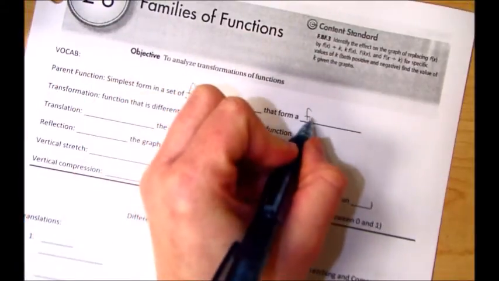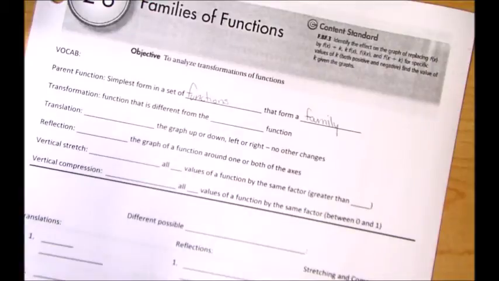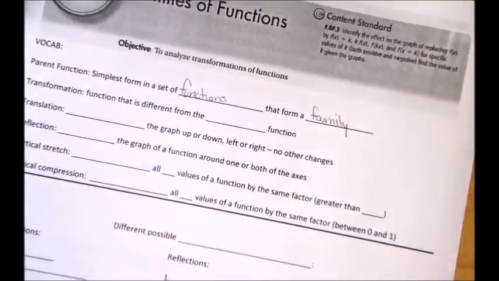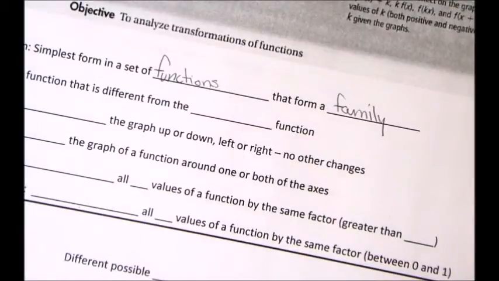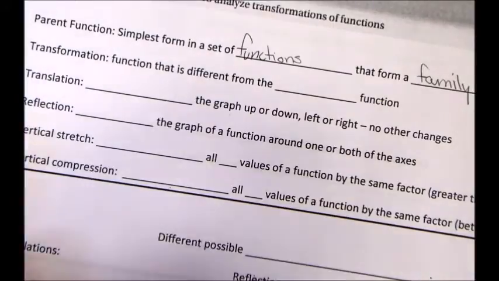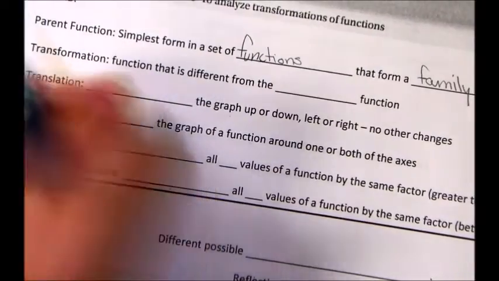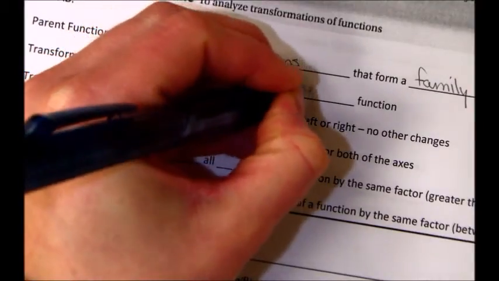That form a family. That probably doesn't mean a lot to you, but like all y equals mx plus b, those are all families of a linear function. So as long as they take the form y equals mx plus b, that means they're a type of a family of a function. Today we're really going to focus on these transformations. A transformation is a function that's different from the original or the parent function.